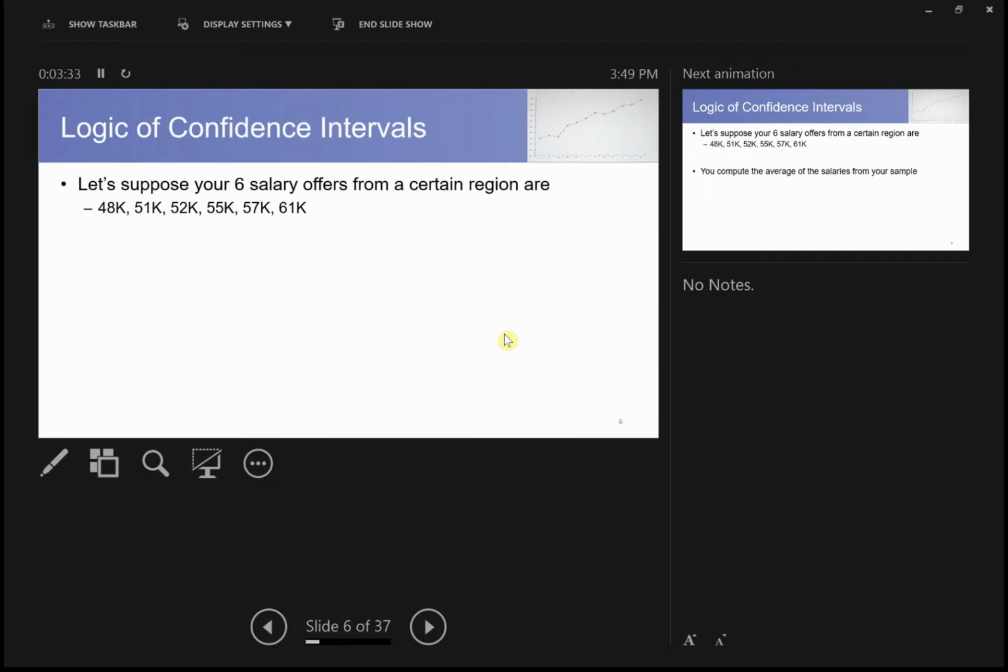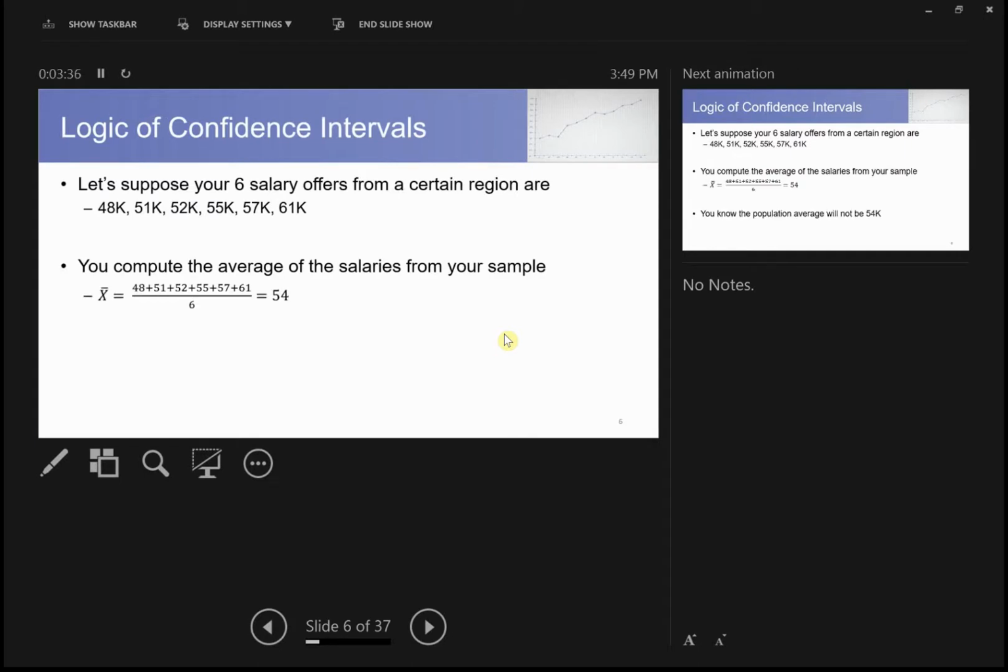Here's the idea behind the confidence interval. The first thing I do is compute the sample average. I take my six salary offers and average them, and I get 54,000. But here's the problem: I know that the average salary for all the employers in that area is never equal to the sample mean. Population means are never equal to the sample. So whenever I get an estimate, no matter what it is, I need to put an error bar around it. As an example, just to illustrate why you have to do this.